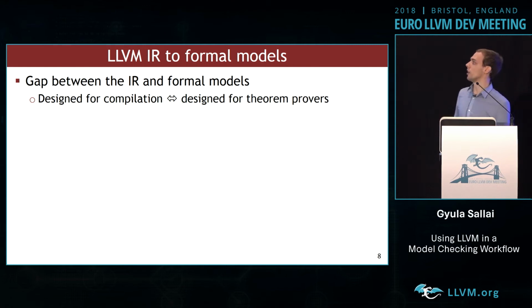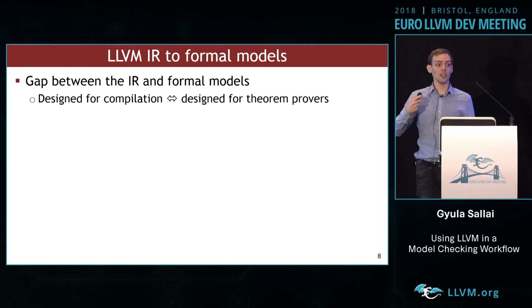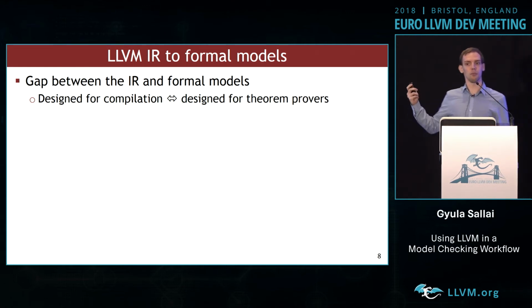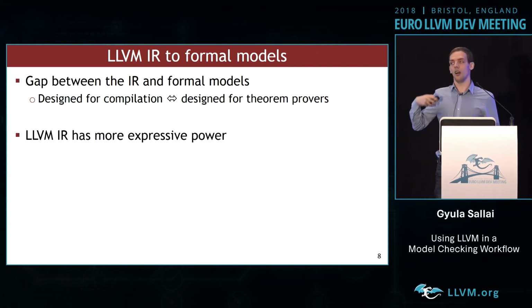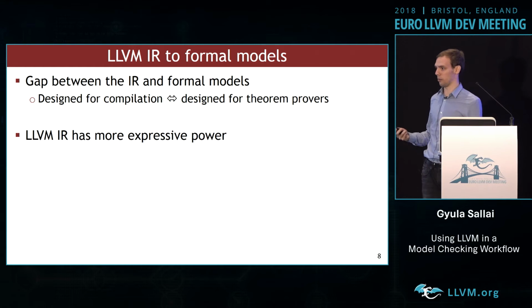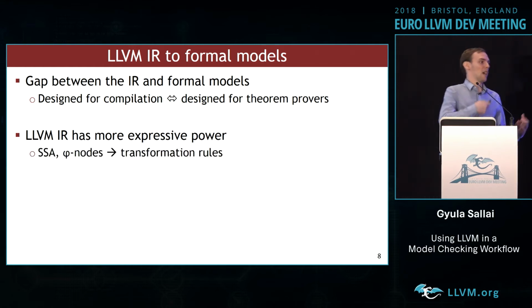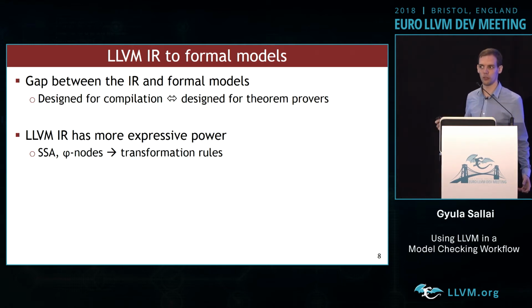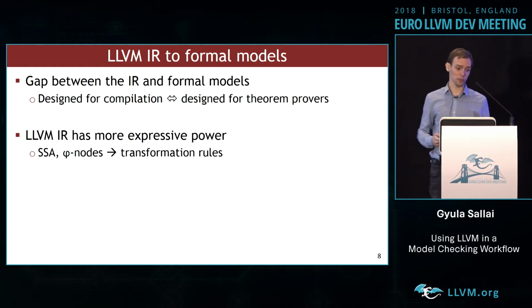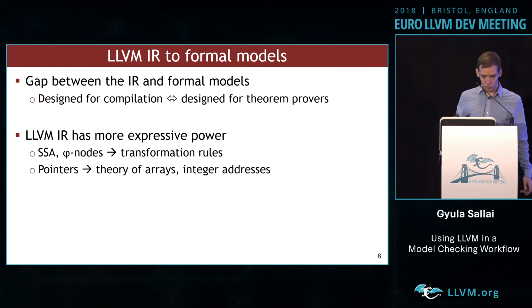However, the formal models are designed to be front ends for theorem provers. This causes the LLVM IR to have a much larger expressive power. As an example, while SSA form and phi nodes are an essential part of the LLVM IR, they are not present in formal models, so we need to use special transformation rules to solve this problem.